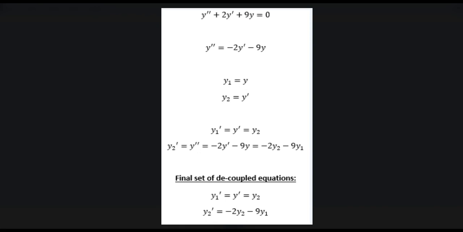So first, what we do is we write y double prime on one side of the equation and the other terms on the other one. So we get y double prime equals negative 2y prime minus 9y. Then we're going to create the two variables that we're going to end up solving for. So y1 equals y and y2 equals y prime. So basically at the end we're going to end up with a solution for y and a solution for y prime.